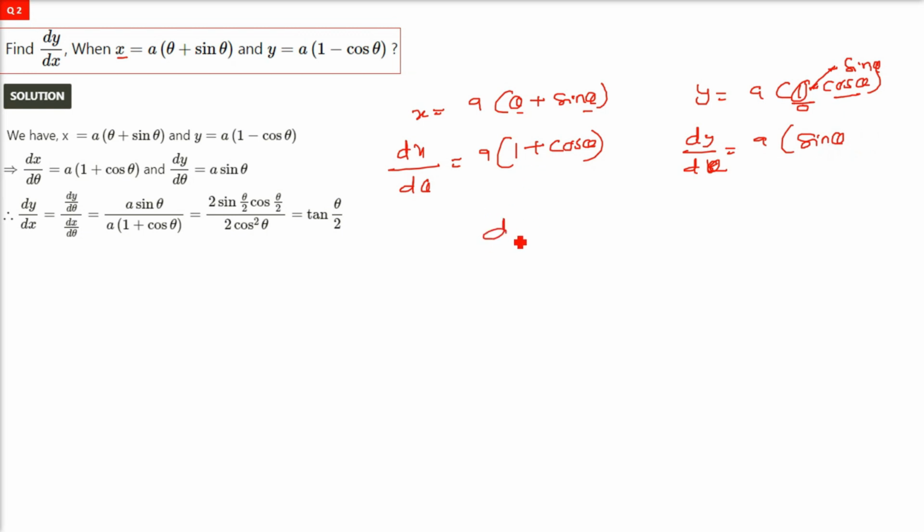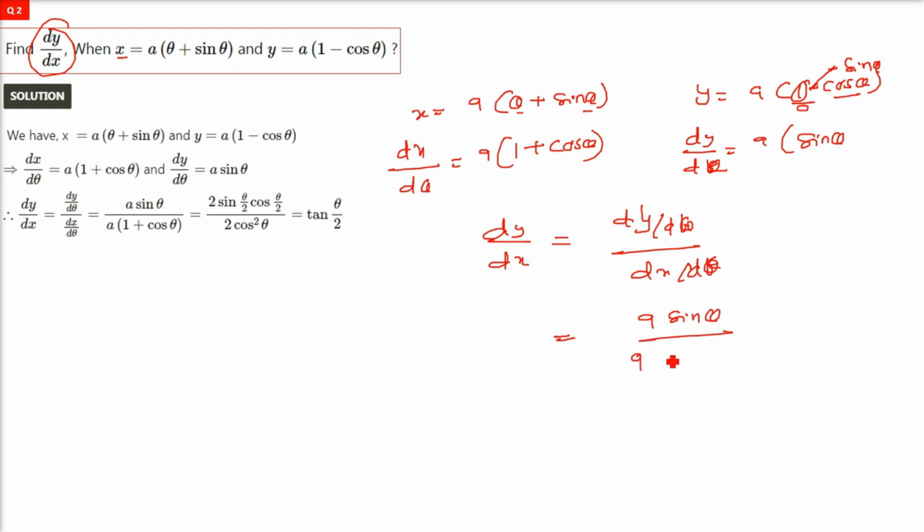Now you need dy by dx. This dy by dx is a sine theta divided by a into 1 plus cos theta. Where has it come from? From dy by d theta divided by dx by d theta. dy by d theta is a sine theta, and this is going to be a into 1 plus cos theta.